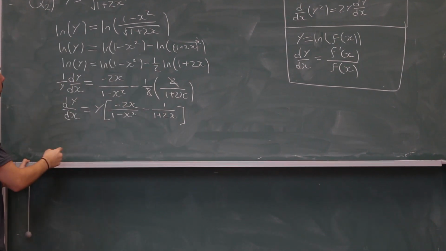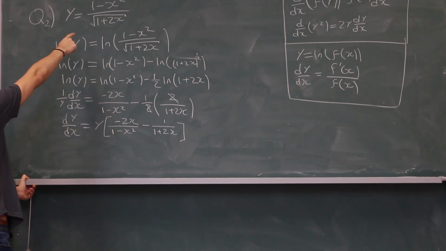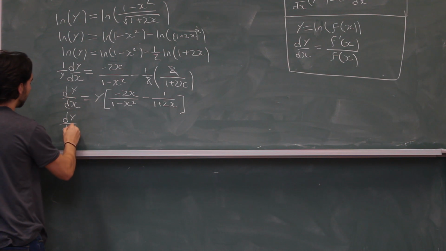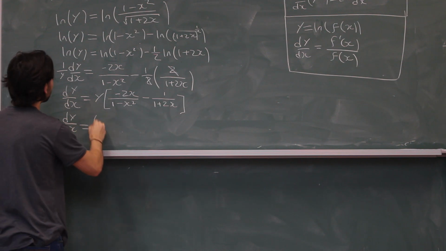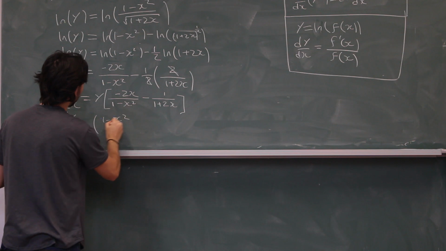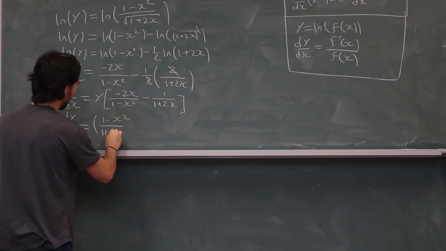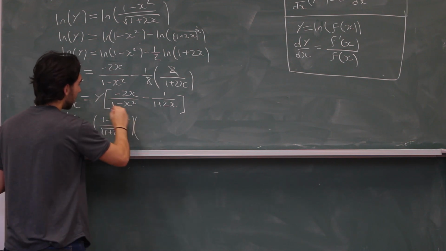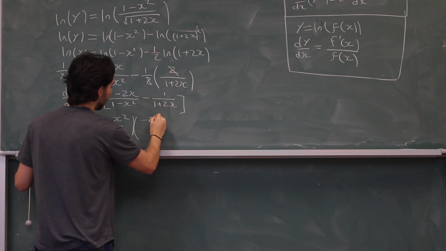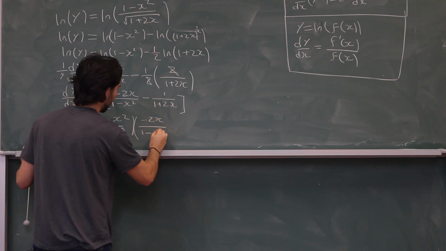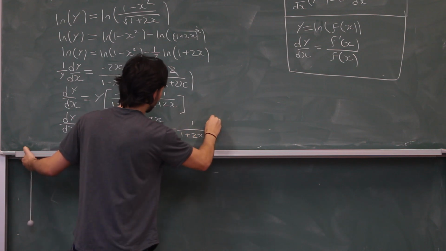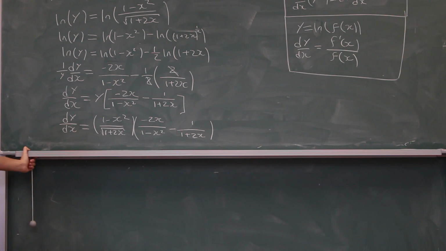And once again, we need to replace y with the original definition of it, which is this here. So the derivative of this function is just going to be 1 minus x squared over the square root of 1 plus 2x, because that's the original function y, in brackets, multiplied by this, which is minus 2x over 1 minus x squared minus 1 over 1 plus 2x.